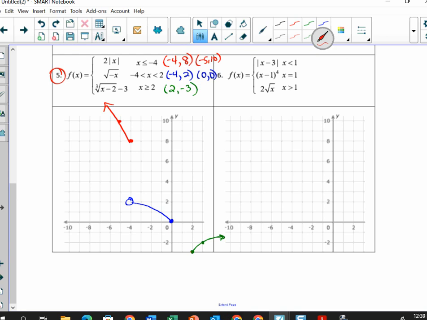So 1 minus 1 is 0. Yeah, it's just going to be an open circle. And they're both open. Yeah.